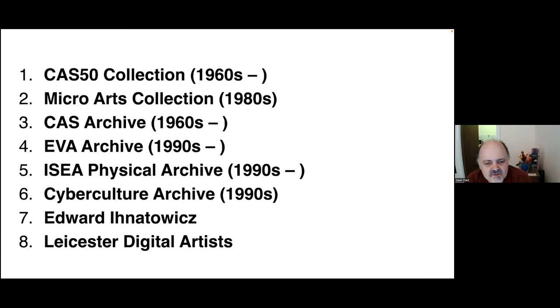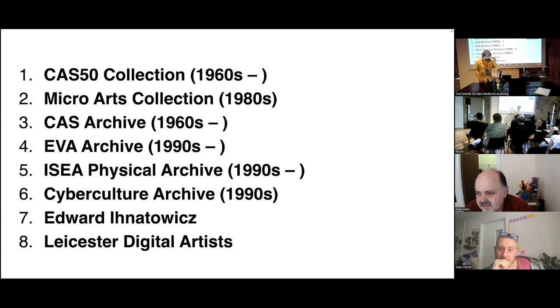We have additional materials from the CAS archive that haven't gone to the V&A that we're collecting. We're collecting materials from the EVA conference, Electronic Visualization and the Arts, and we have their entire archive, a very large collection of boxes at the moment. And we've been talking about collecting the ISEA Physical Archive, which is currently with Sue Gollifer in Brighton. That should hopefully be finalised very, very soon. We have a lot of work relating to 1990s cyberculture and a legacy collection, if you like, from Edward Ihnatowicz. It's very good, and we're also collecting work relating to artists in our own area, Leicester Digital Artists.